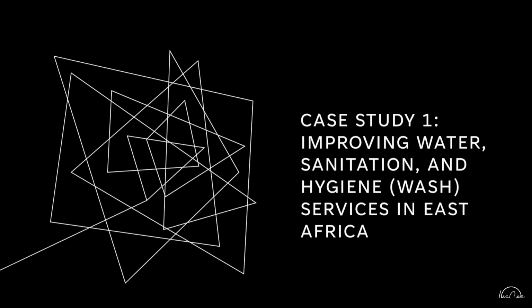Now, let's take a look at some case studies to see how MEAL is integrated throughout the life cycle of a project. Case study 1. Improving water sanitation and hygiene, WASH, services in East Africa.